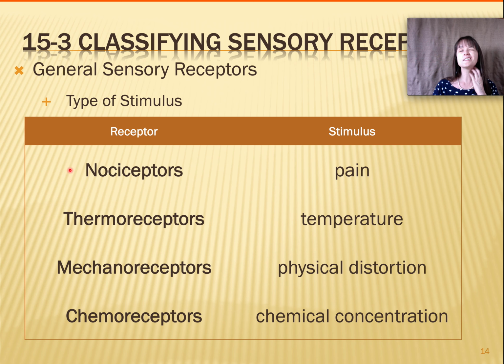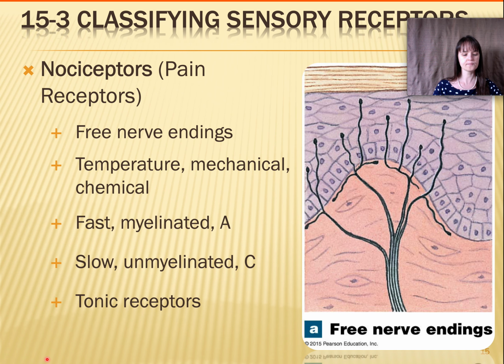So, type of stimulus. We're classifying the same receptors, but instead of location, by the type. So nociceptors monitor pain, thermoreceptors monitor temperature, mechanoreceptors measure physical distortion of the cell membrane, and chemoreceptors monitor chemical concentrations. So let's break those down.